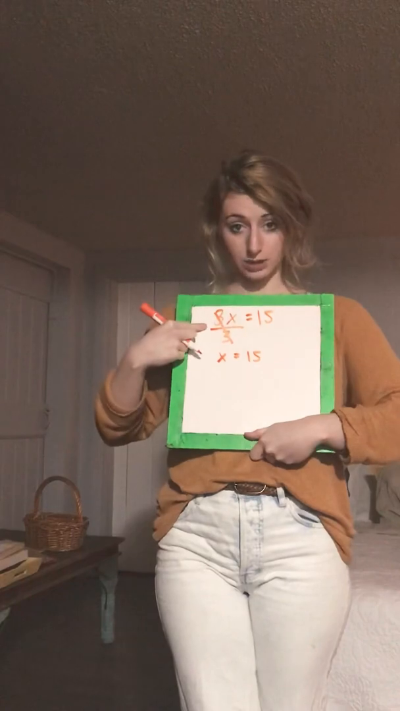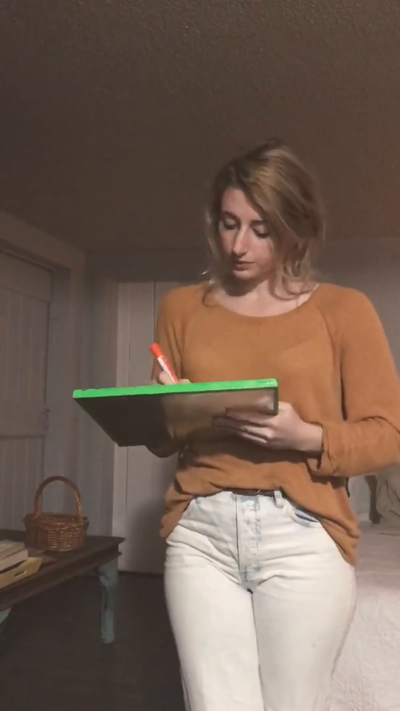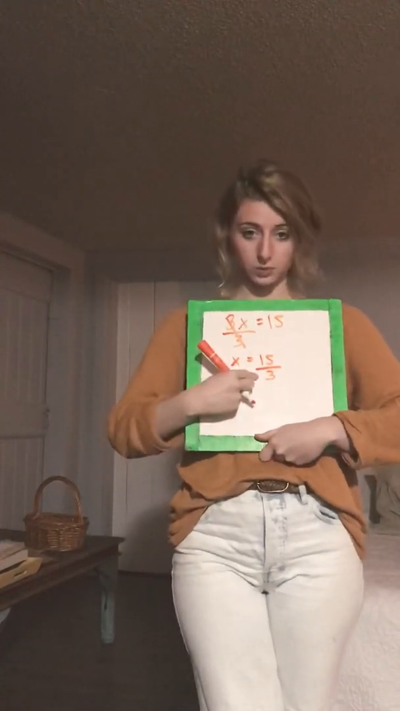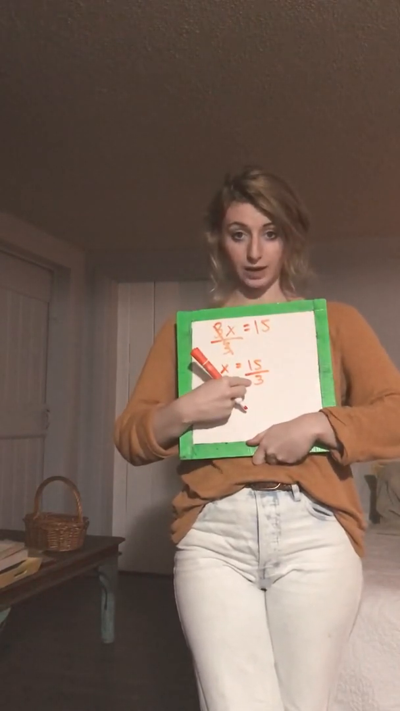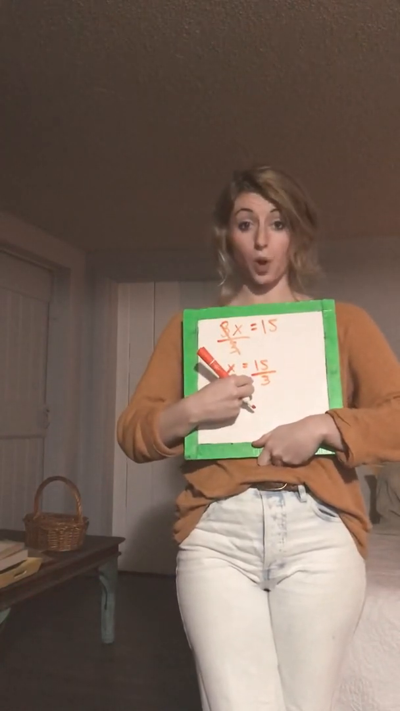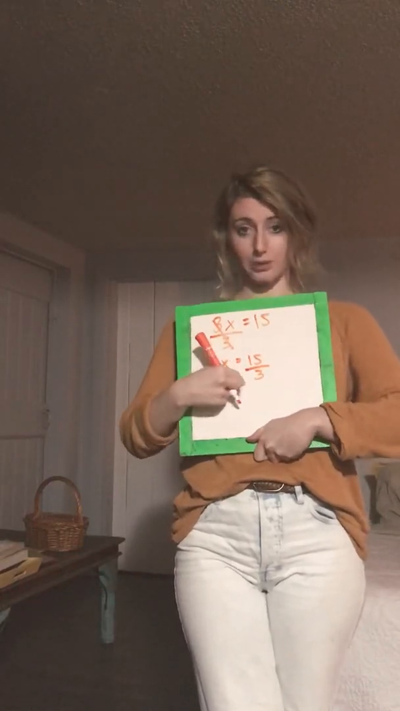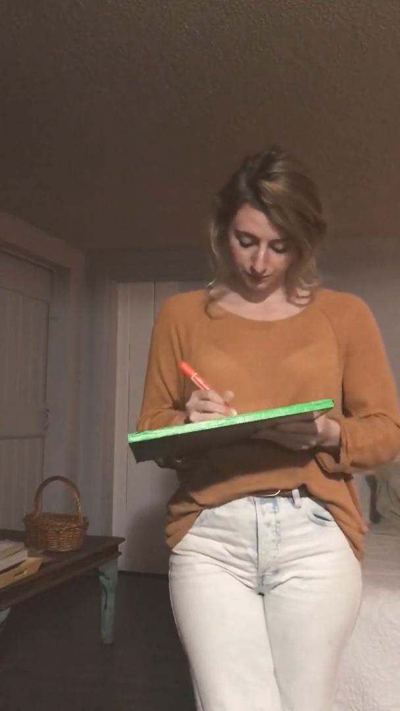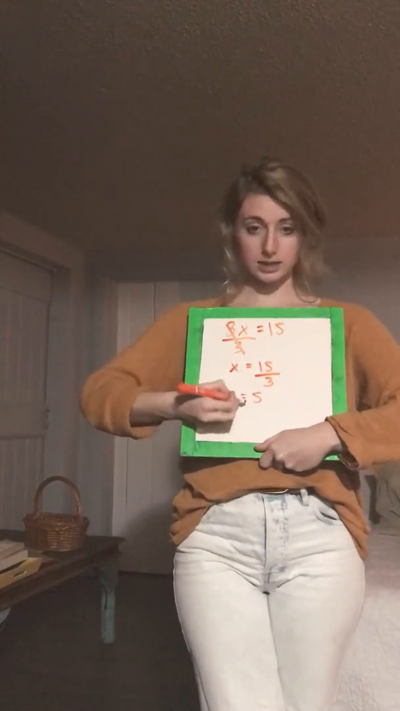Well, remember that whatever we did to this side has to be done to this side. So we divided this 3 off. Well, now we have to divide 15 by 3. So this is our new equation. x equals 15 divided by 3. This is an improper fraction. Whenever you have an improper fraction, it can be solved. In our case right now, it's going to be solved to a whole number. So if you know your multiplication and division, you know that 15 divided by 3 equals 5. So what we're left with is x equals 5.